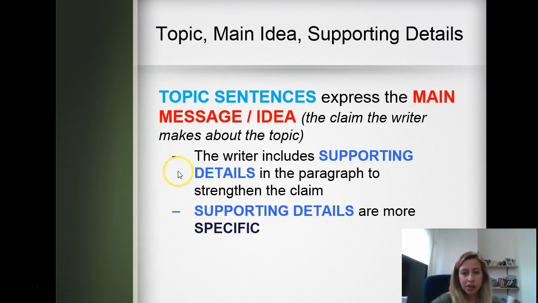You can see here, the writer includes supporting details in the paragraph to strengthen his claim, to support the main idea. And also we have supporting details to get more specific about the subject, to give more details, explanations, examples.